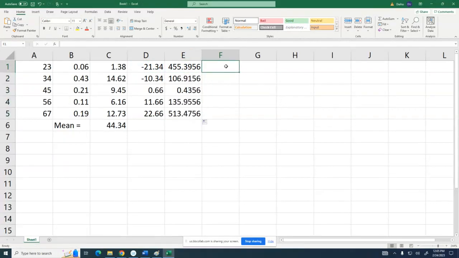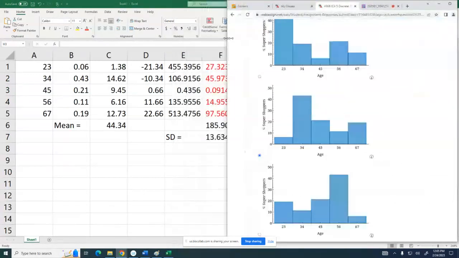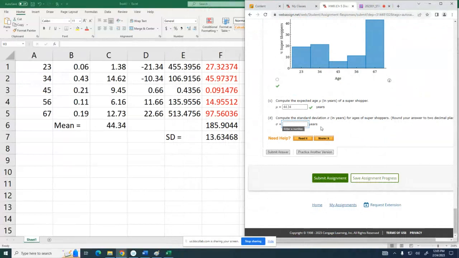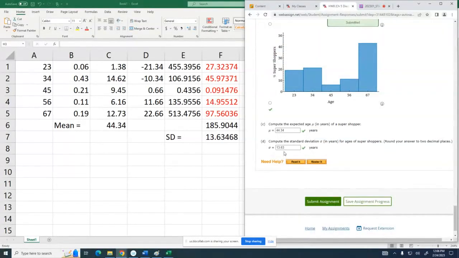And now step 4 was the new one. Multiply the probability. Then take the sum. Finally, take the square root of it. So finally, it will be the standard deviation. Let me check. So already I got the mean, and now the standard deviation. How many decimals? 2 decimal places. 13.63. You got it? Right?